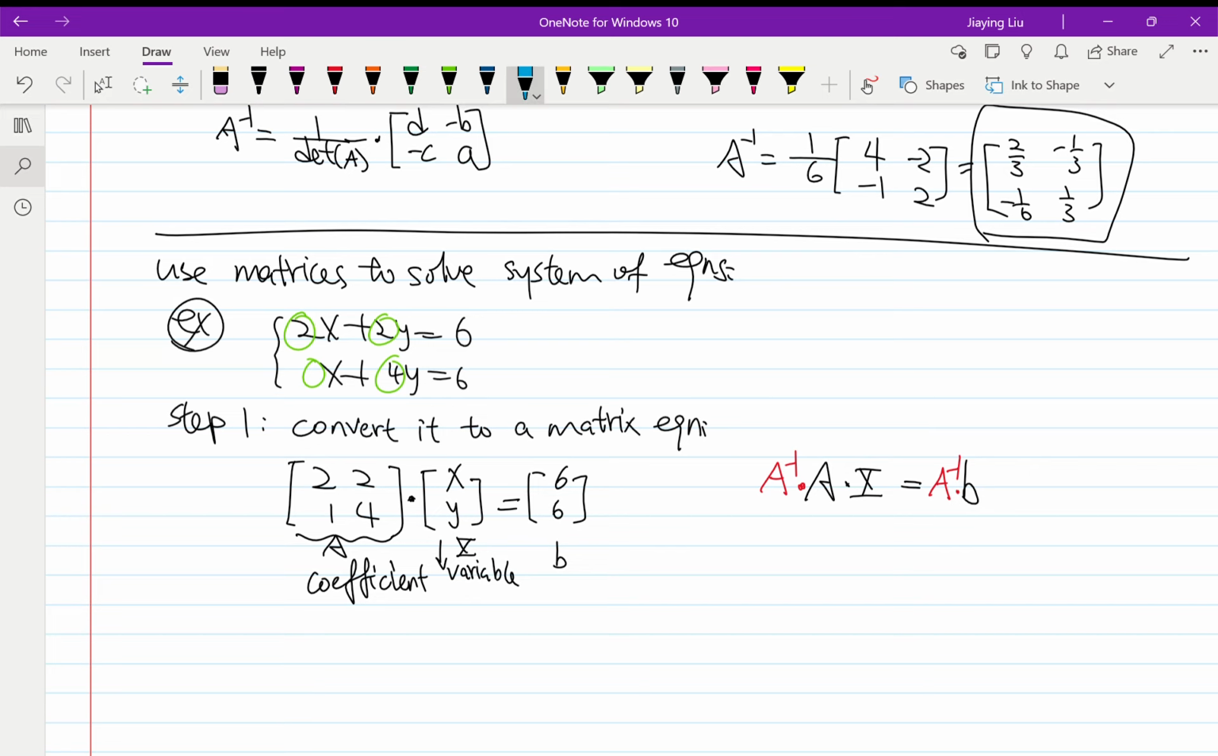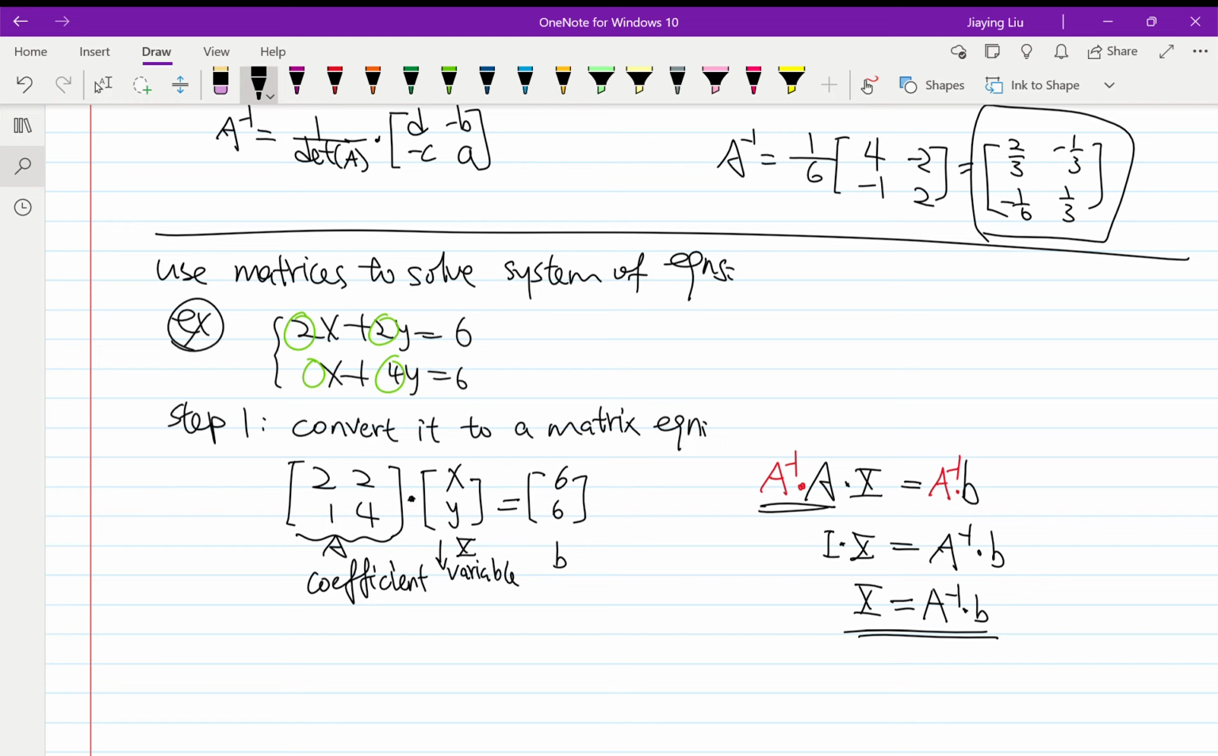Now the left-hand side, we have A inverse times A is identity times X. The right-hand side is A inverse times B. And identity times X is just X. So X equals A inverse times B. So that's the formula, how to find the X matrix.